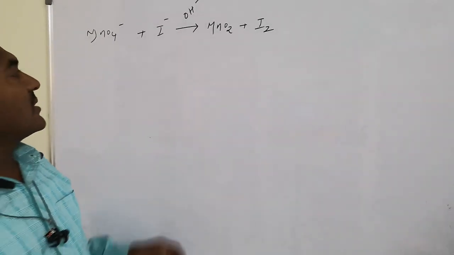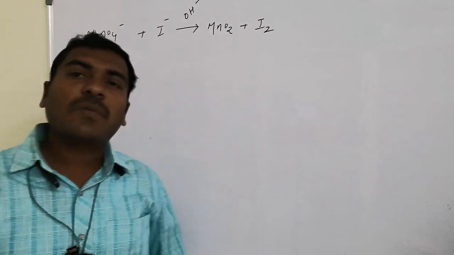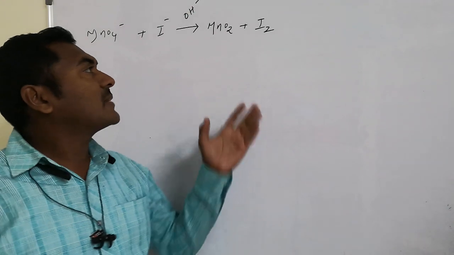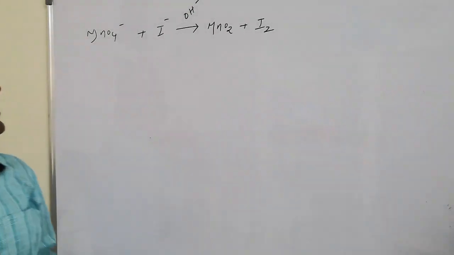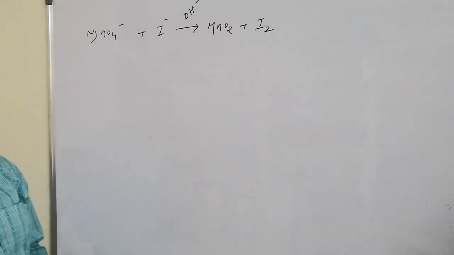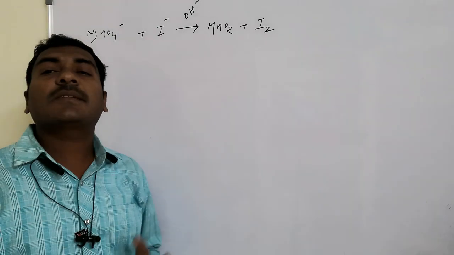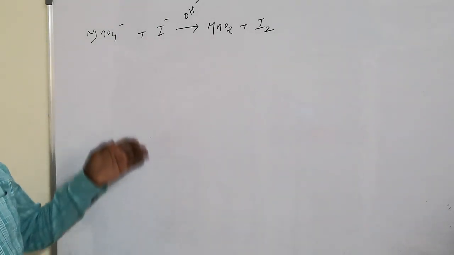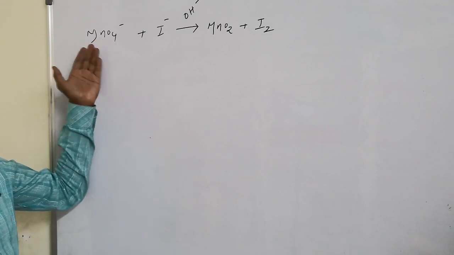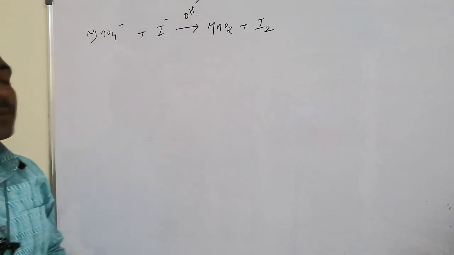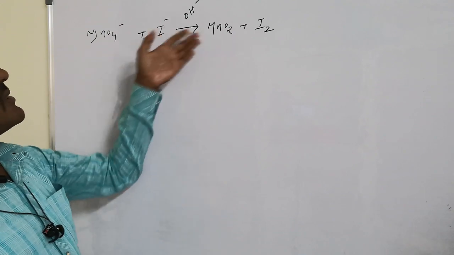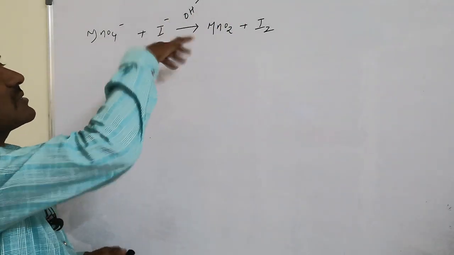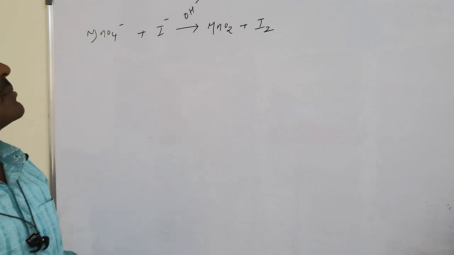Here the equation is provided for us, that is MnO4 minus plus I minus in presence of basic medium has to be converted to the products, that is MnO2 followed by I2. So in this reaction MnO4 minus is undergoing reduction and it is converted to MnO2. I minus is undergoing oxidation and that is converted to I2. This particular process is happening under basic medium conditions.